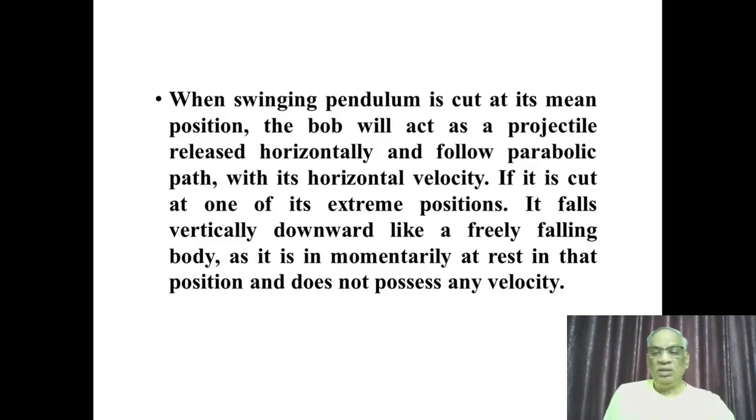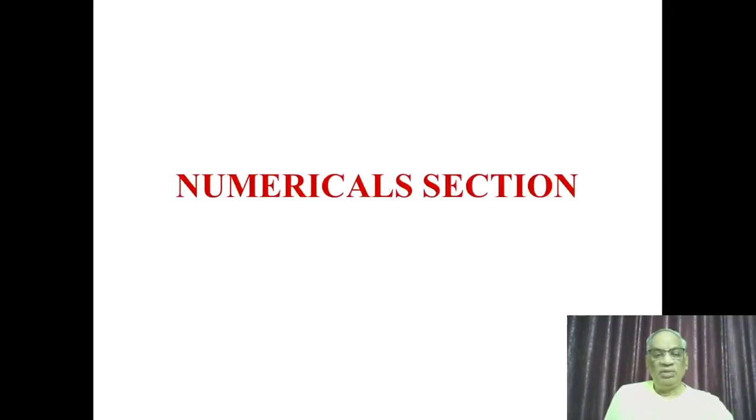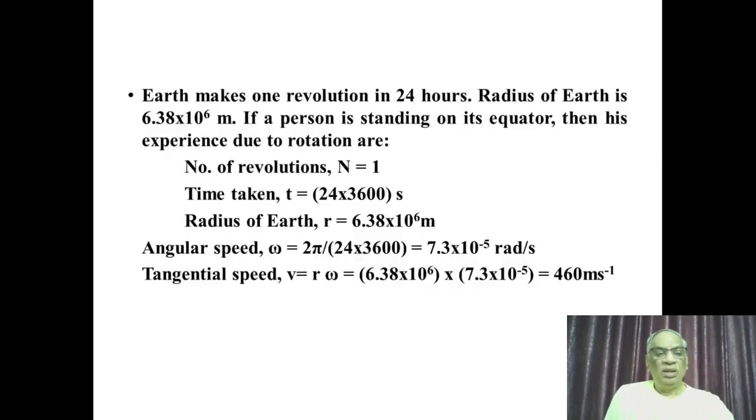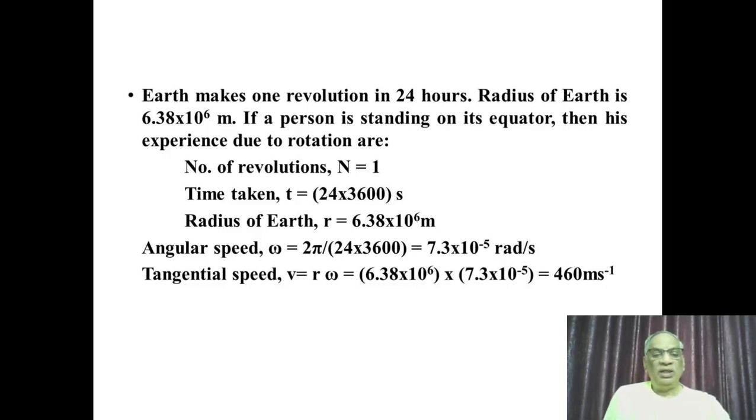So with this we have discussed a few points in circular motion. Let us see its applications in solving some of the numericals. Now Earth is making one revolution in 24 hours, as all of us know. The radius of Earth is 6.38 × 10^6 meters, that is 10^3 kilometers. If a person is standing on the equator, how he feels is to be assessed.